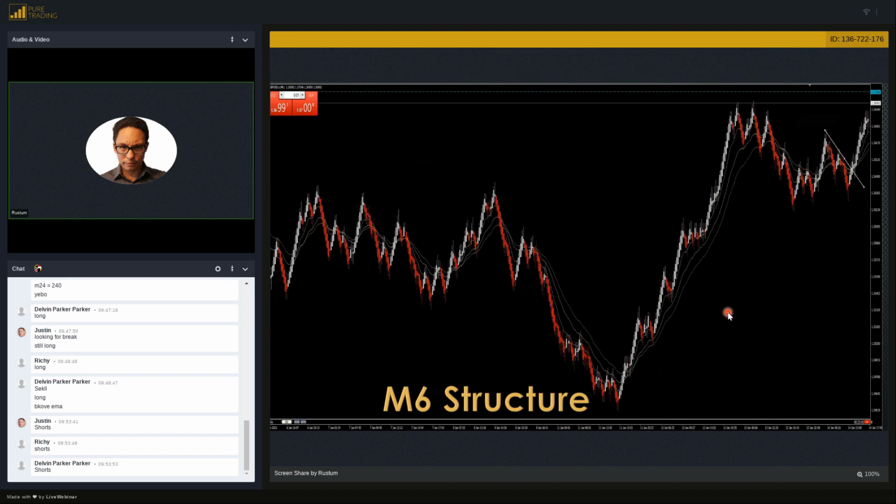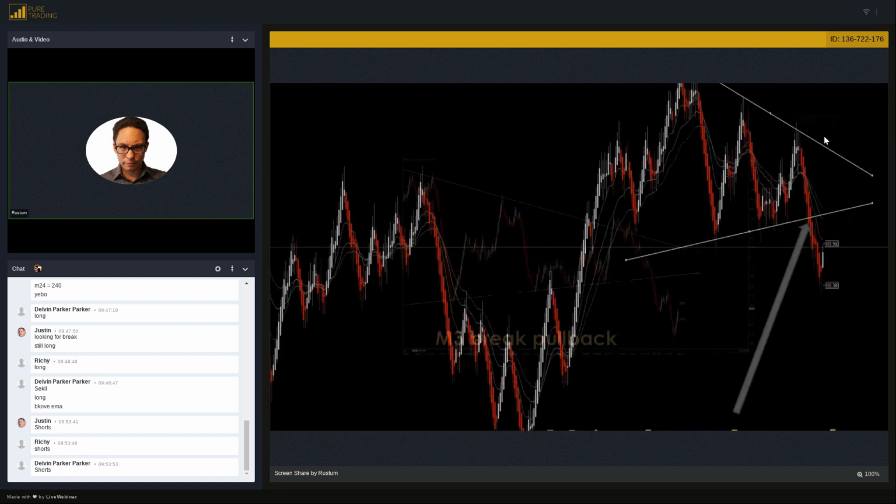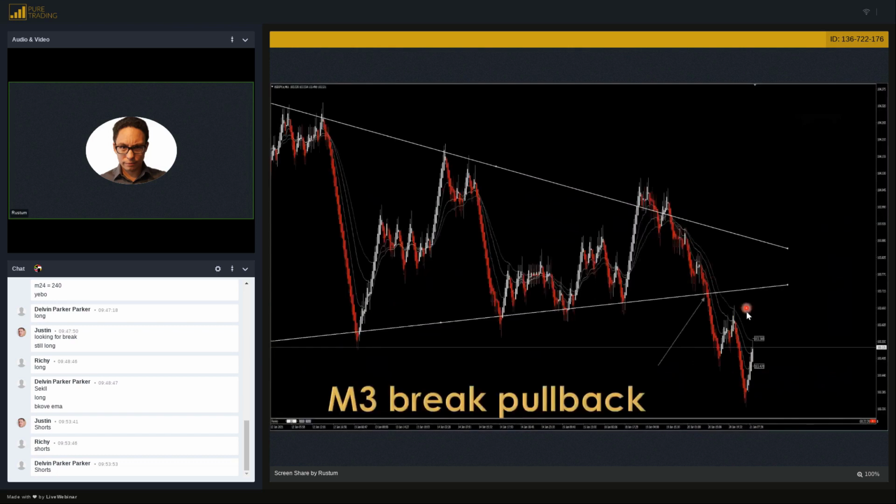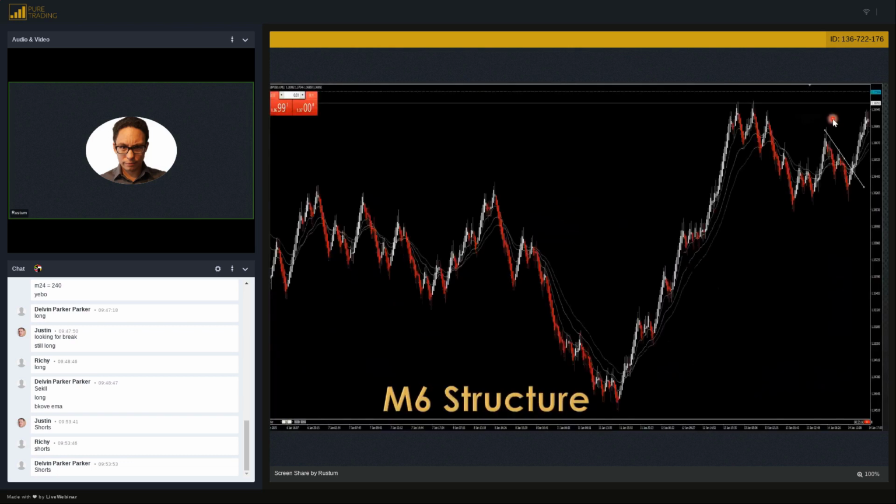This is a long example. You have structure here. In this case, you had a wedge sort of structure on M6 breaking, and you got your entries, your break and your pullback. And in this case, you have structure in the form of a correction, 1, 2, 3, a line back down. You have structure breaking, 1, 2, 3 coming down. That's your structure break on your M6.